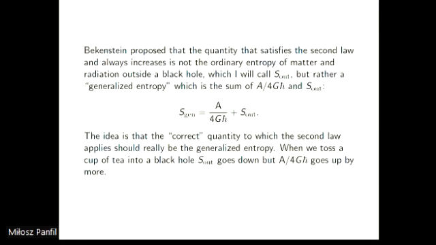So Bekenstein proposed that the real second law is not the traditional one, but that the quantity that really obeys the second law is a generalized entropy, which is the sum of S out, the ordinary entropy of matter and radiation outside the black hole, plus the area over 4G h bar. The idea is that this is the correct entropy to which the second law applies. When we toss a cup of tea into a black hole, S out goes down, but A over 4G h bar goes up by more.